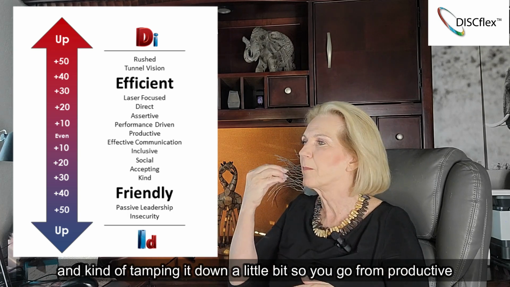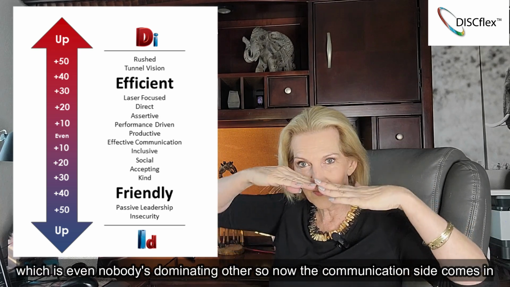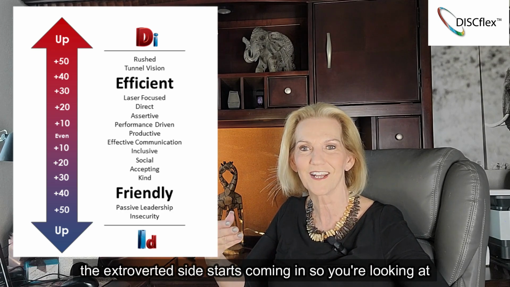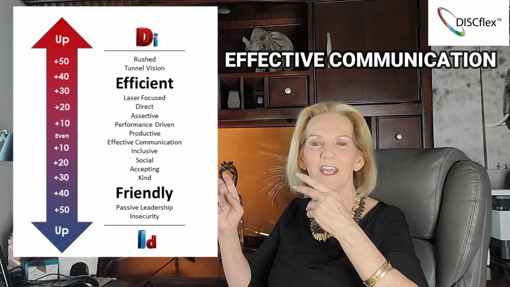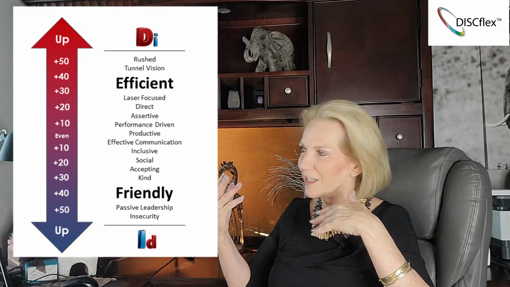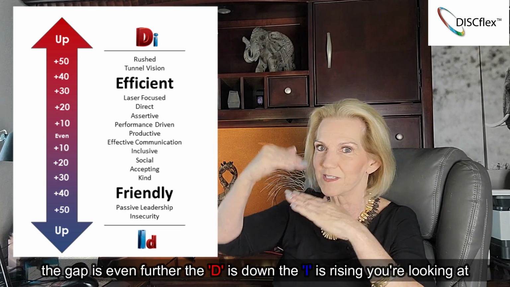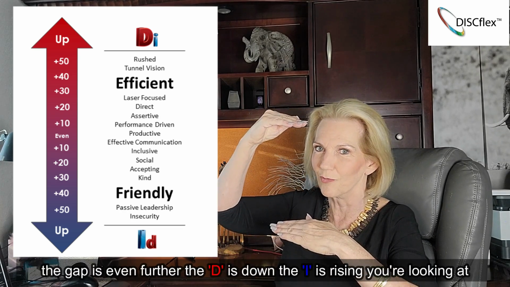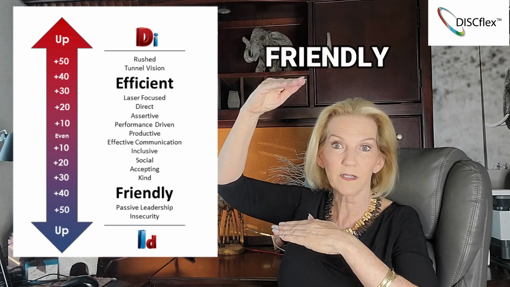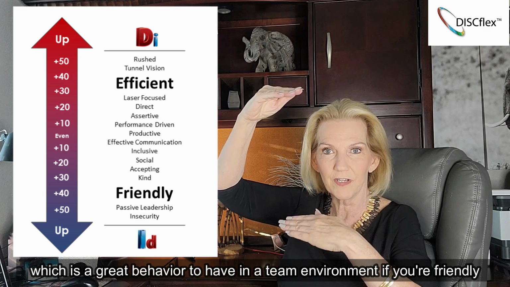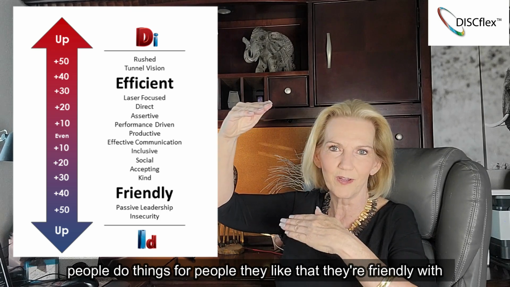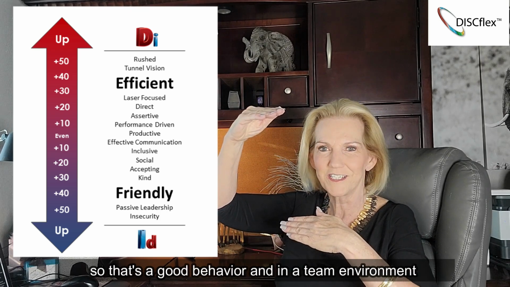So you go from productive, which is even, nobody's dominating the other, to now the communication side comes in. The extroverted side starts coming in. So you're looking at effective communication, then the I goes up a little bit more. You're looking at inclusiveness. Now you're looking at being social. The gap is even further. The D is down, the I is rising. You're looking at accepting, you're looking at kind. Now you're looking at friendly, which is a great behavior to have in a team environment. If you're friendly, people do things for people they like and that they're friendly with. So that's a good behavior in a team environment.